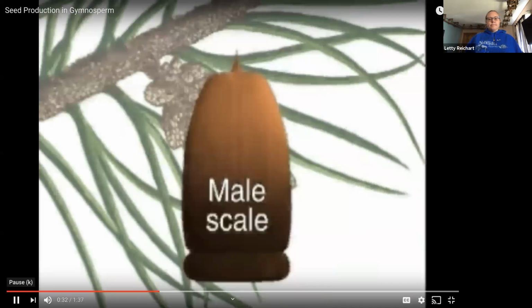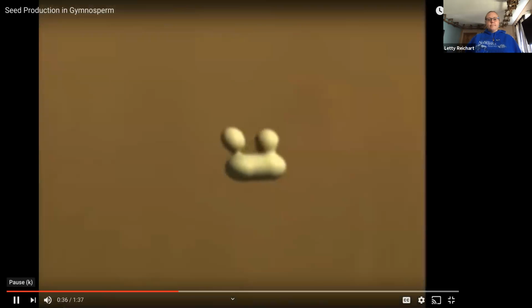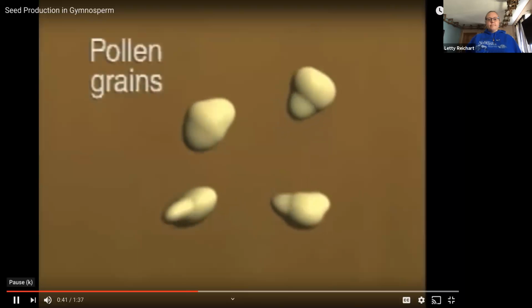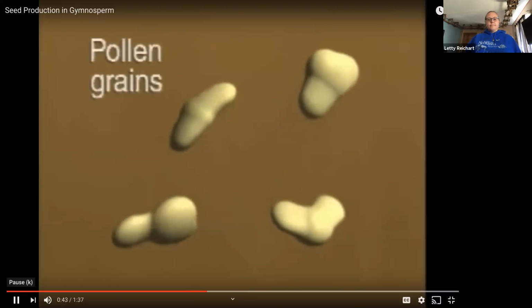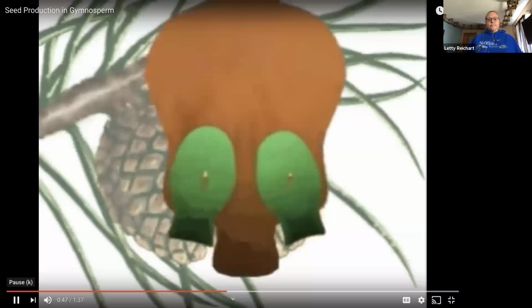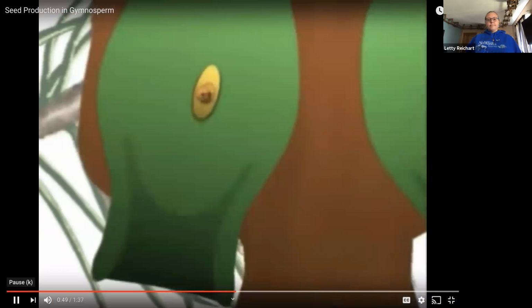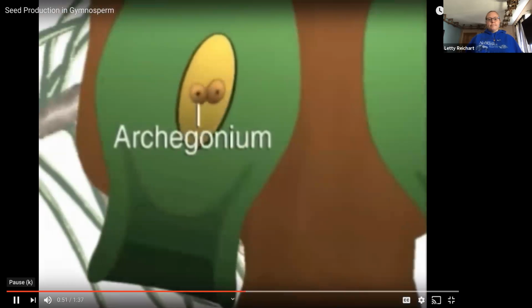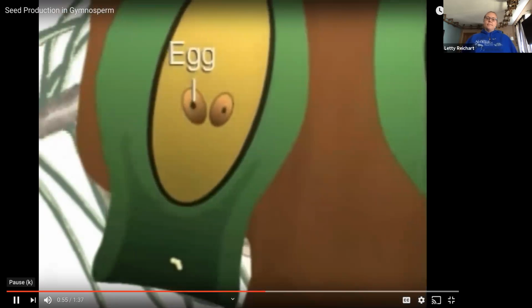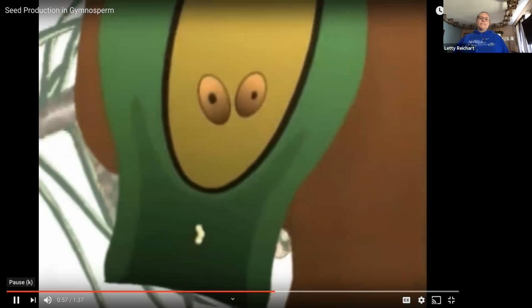Male cones produce microspores by meiosis. The microspores develop into pollen grains. Each winged pollen grain is a four-celled male gametophyte. The female gametophyte grows, producing two or more archegonia, each of which contains an egg. During pollination, a wind-borne pollen grain falls near the opening in one of the ovules of the female cone.